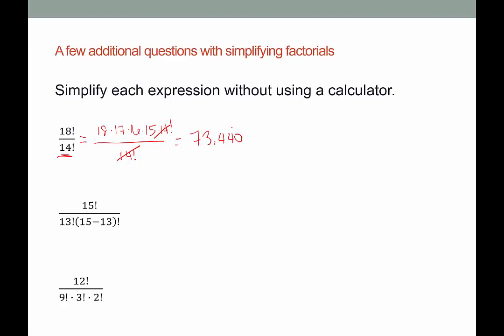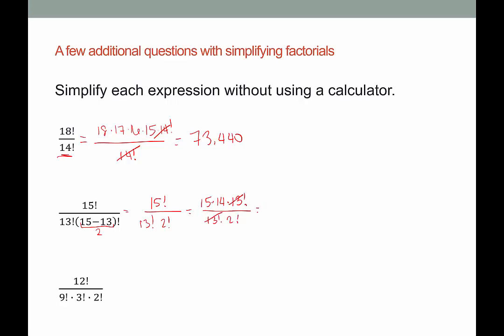Okay, for the second one, we have a little bit of work to do first. We need to say, wait, I know what 15 minus 13 is. That's 2. So now what we have is 15 factorial divided by 13 factorial times 2 factorial. How do you decide how far to expand 15 factorial? Well, I would stop as soon as you reach one of the factors of the denominator. So I'm going to say 15 times 14, and then I'm going to just write 13 factorial because now I know that's going to simplify with the 13 factorial in the denominator.